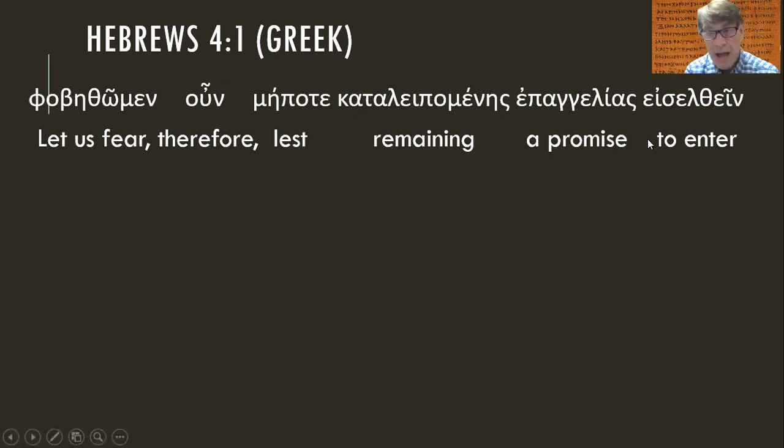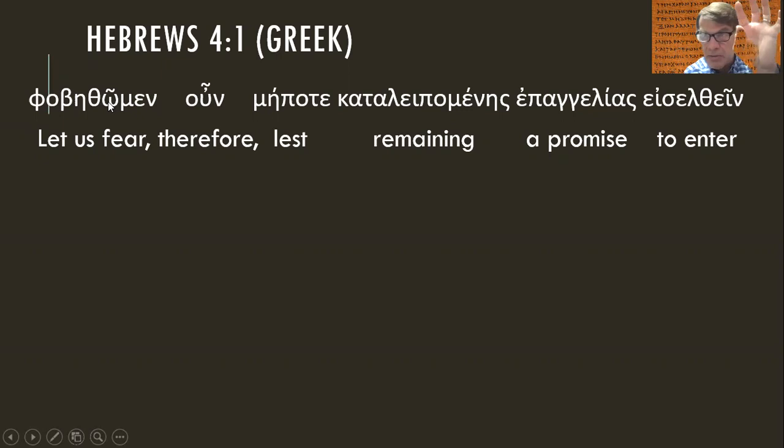Okay, now we have a genitive absolute. Alarm, we've got a genitive absolute here. We have a genitive feminine singular noun and a genitive feminine singular participle. A noun in the genitive with a participle in the genitive is often a genitive absolute. What is a genitive absolute, you ask? Well, a genitive absolute is a situation where we have a circumstantial participle that is grammatically unconnected to the rest of the sentence. So in the circumstances of a promise remaining, let us fear to enter. Anyway, it's a circumstantial participle giving the circumstances of the main idea here. I guess it's in a subordinate clause.